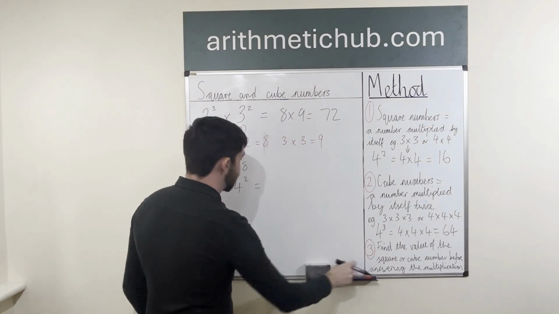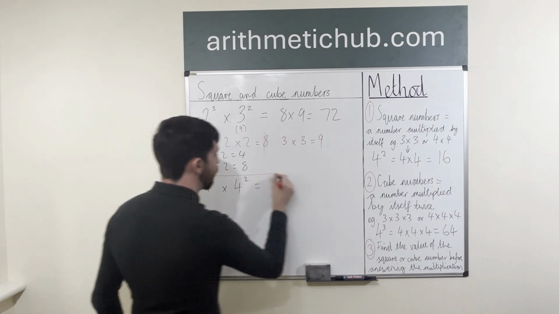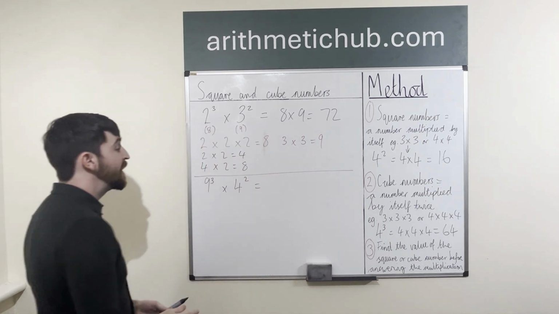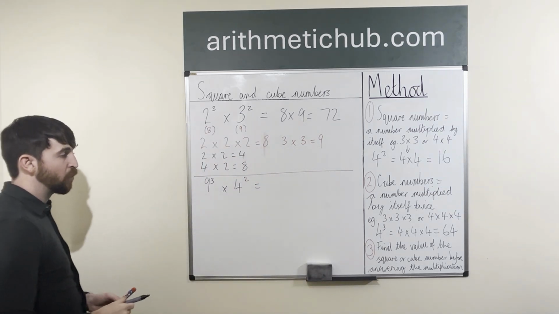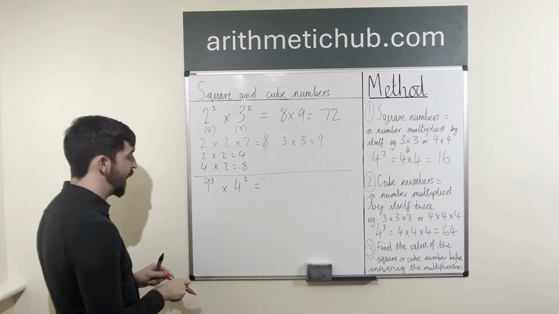Now that was really straightforward, that one. Those were some really easy numbers, okay? So let's rule that off. Let's go for one that's a little bit more challenging, okay? 9 cubed multiplied by 4 squared, okay? So the first thing we're going to do is we're going to work out what 9 cubed is.